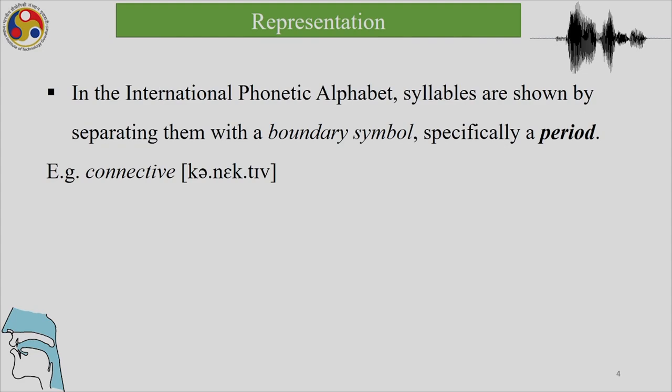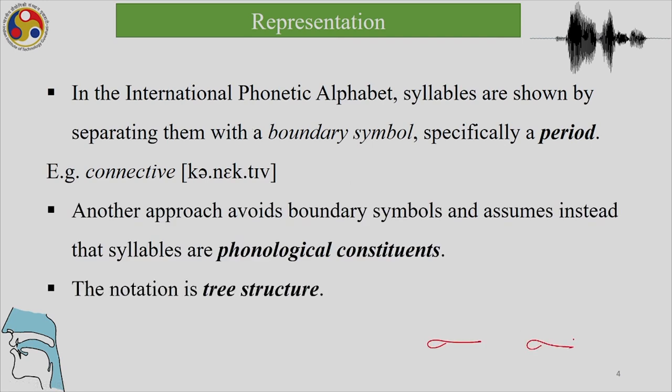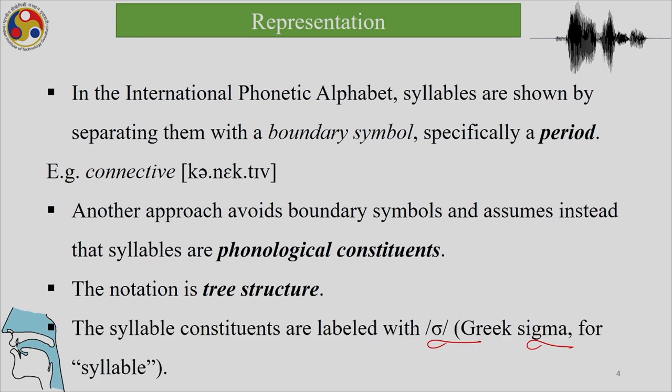In the International Phonetic Alphabet, the IPA symbols, syllables are shown by separating them with a boundary symbol, especially a period like the one that you see here, as in connective, okay, three syllables. And there are other notations for syllables, like the sigma symbol, which is also used for syllables. Another approach avoids boundary symbols and assumes the syllables are phonological constituents. The notation is a tree structure.